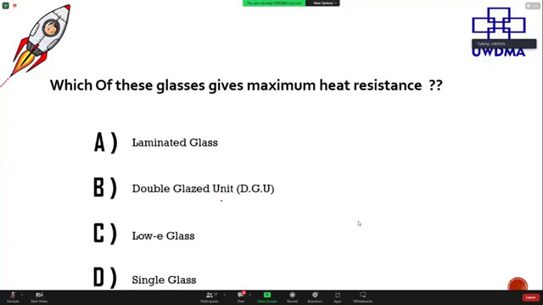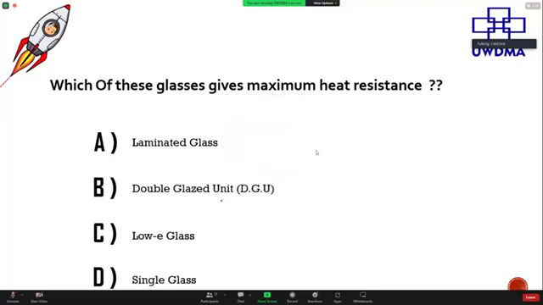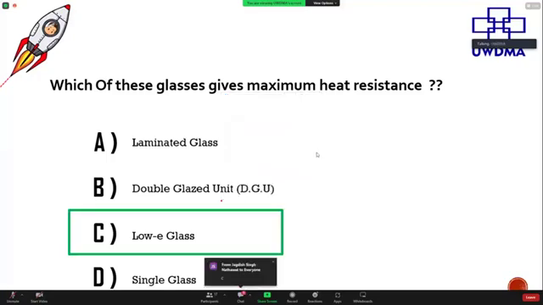Maximum heat resistance, or we can say maximum heat entrance. Who stops maximum heat entrance? Okay, good. So Mohammed Sultan, Praveen, Karan Shah, Deepak Kumar, everybody is saying it's C. Yes, it's C, because we have our low E layer to help stop the heat from entering inside.